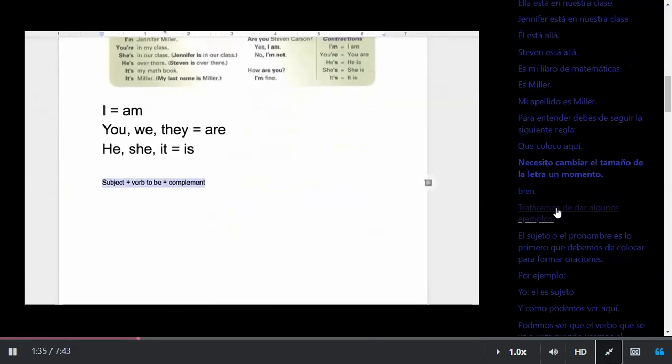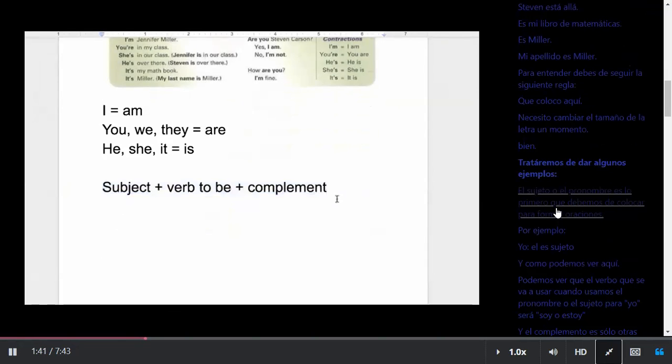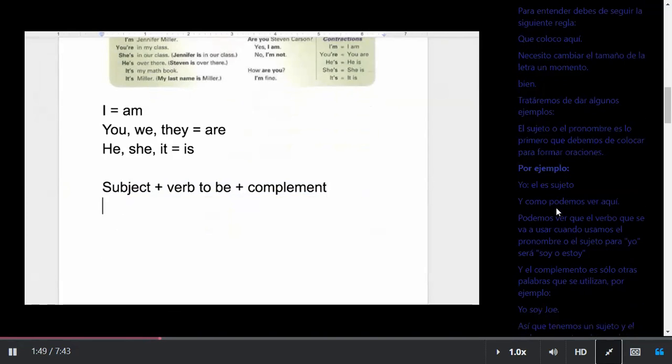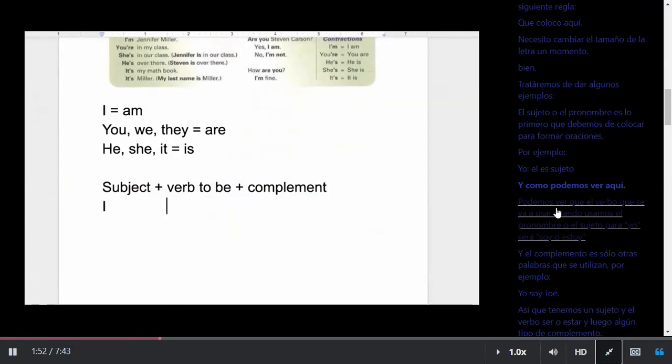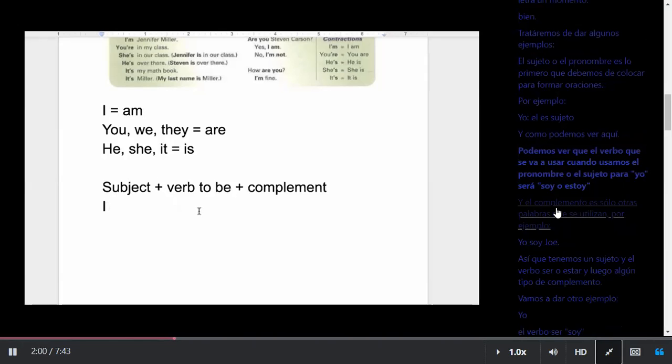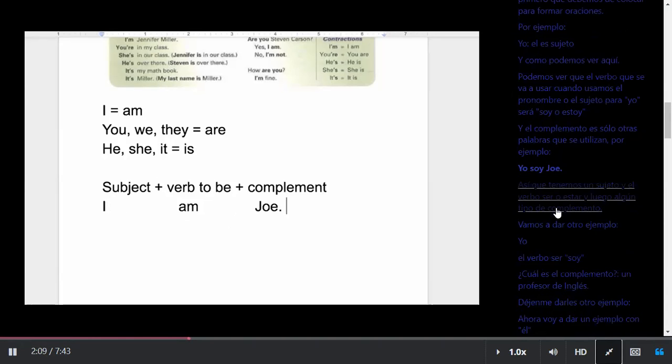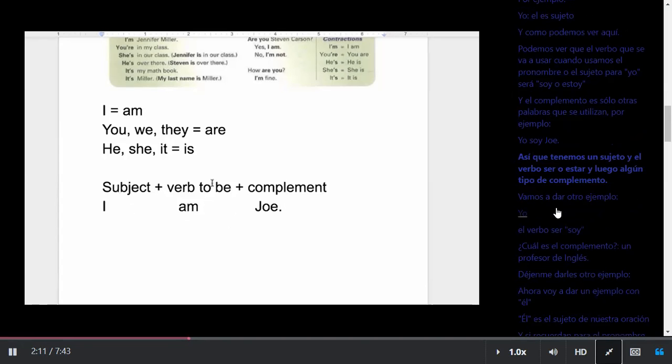In order to understand this, you need to follow this particular rule that I'm going to display here on this document. Let me just change the size. One second. All right. And we're going to try to make sense of it, right? The subject or pronoun is the first thing that we're going to have in order to form sentences. So, for example, I is the subject. And as we saw here, the verb to be to use whenever we use the pronoun or the subject I will be am. I am. And the complement is just other words that are used. So, for example, I am Joe. So we got a subject, the verb to be, and then some kind of complement.